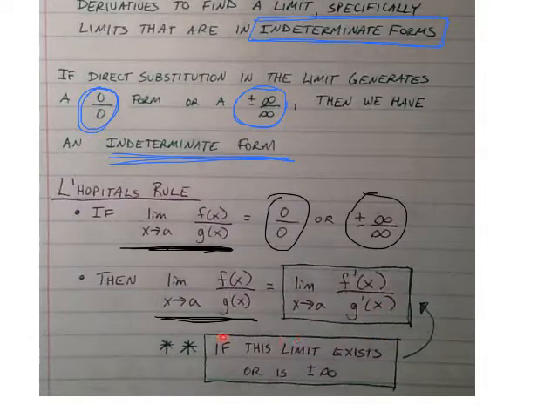And it's important to note that this holds if the limit exists or is plus or minus infinity, and a lot of people forget this clause. So if you found this and the limit did not exist, then you could not apply L'Hopital's rule. You would have to find some other approach.